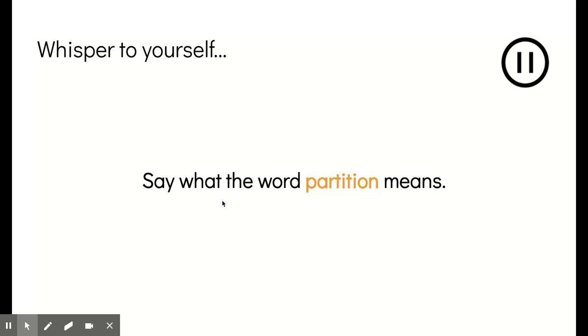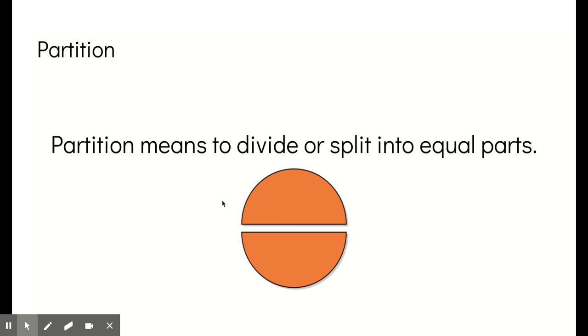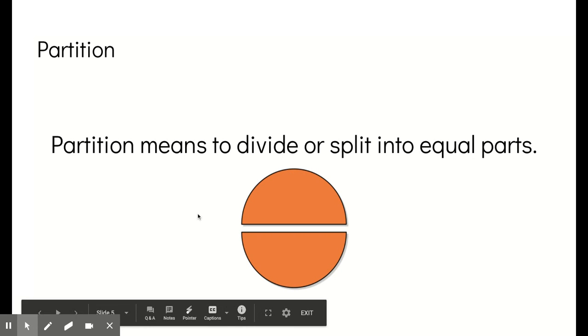Next, whisper to yourself and say what the word partition means. Press pause if you need a little more time. Partition means to divide or split something into equal parts. So I have this orange circle, and it was partitioned into two equal parts.